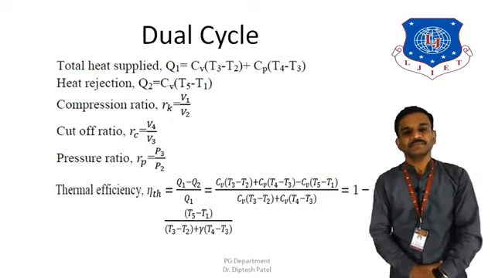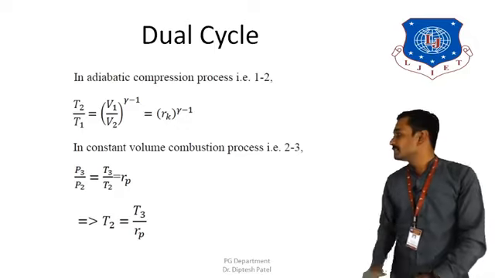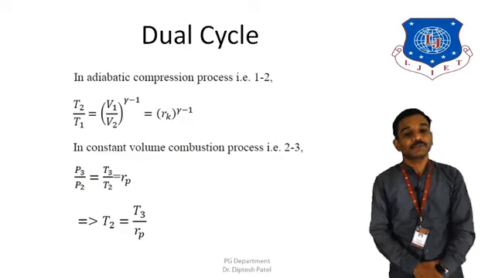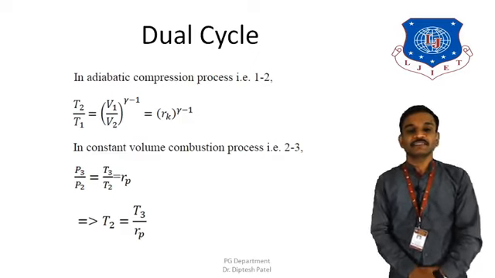We are going to do a little bit more analysis to find the thermal efficiency. For that we are going through the various processes. As I said, process 1 to 2 is the isentropic compression process, and we are going to use the isentropic relationship.